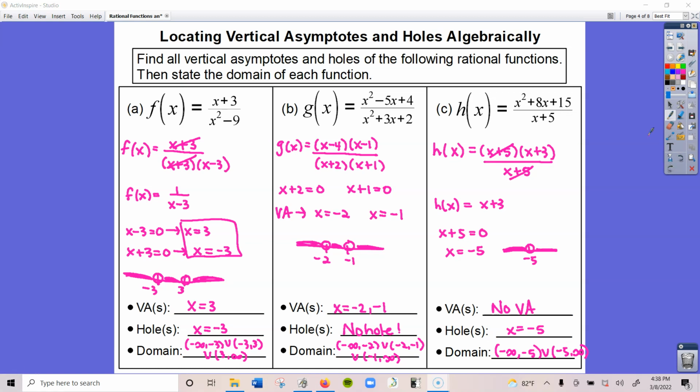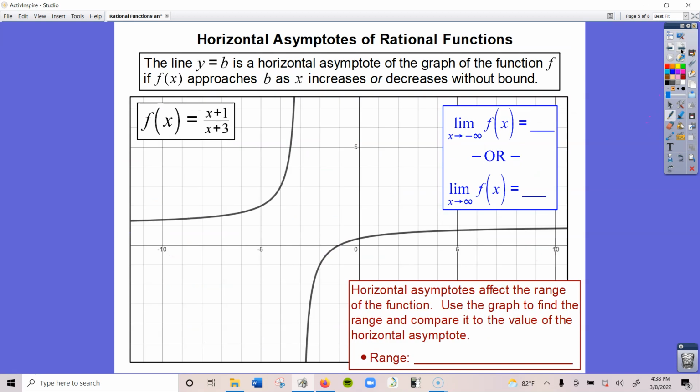Now that we've established vertical asymptotes and holes, let's have a look at horizontal asymptotes. As you can see here, we have x plus 1 over x plus 3. And this is the graph. We have a horizontal asymptote, just like a vertical asymptote at -3, but we have a horizontal, so that's that horizontal line that the graph will never touch. And this is the line y is equal to 1. So my graph here is never going to touch that line.